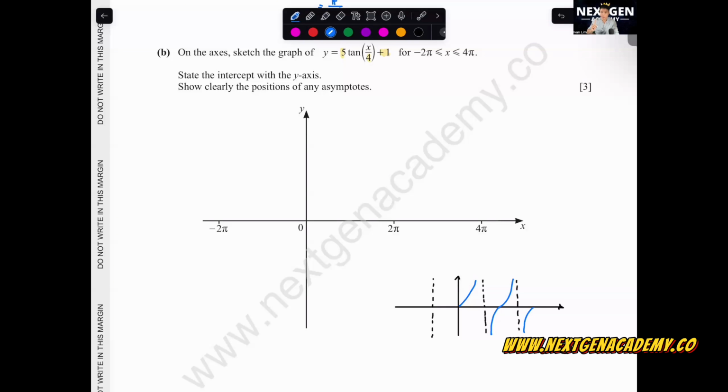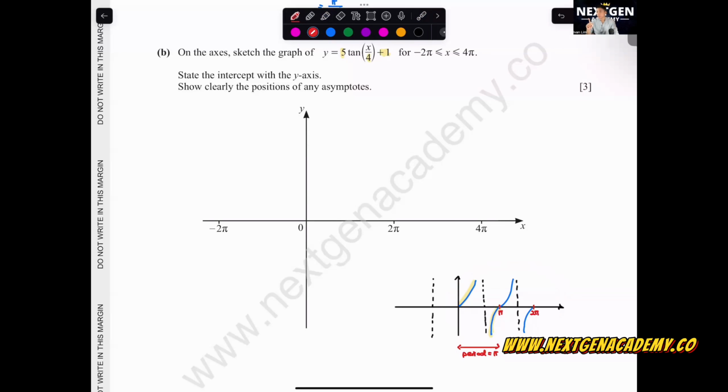You all need to be clear that this whole thing is not the period. It is only half of it that is the period, because this is the shape that keeps on repeating. For tangent, this is your period. Period is equal to pi. This is pi. This one is 2 pi.